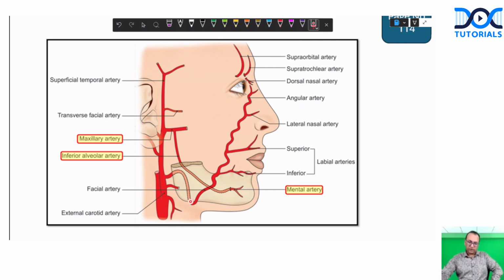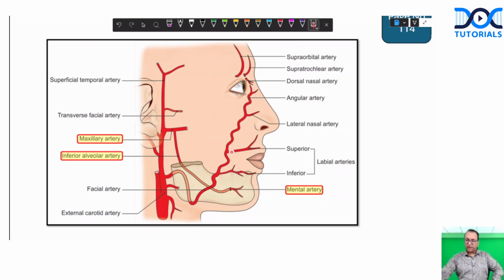And the facial artery is quite tortuous on the face. So I'll repeat the information. This is the common carotid bifurcating into internal carotid and external carotid. External carotid will give three anterior branches, 1, 2, 3. This is the superior thyroid artery, the first branch of external carotid. The second branch is the lingual artery to the tongue. The third branch is the facial artery.